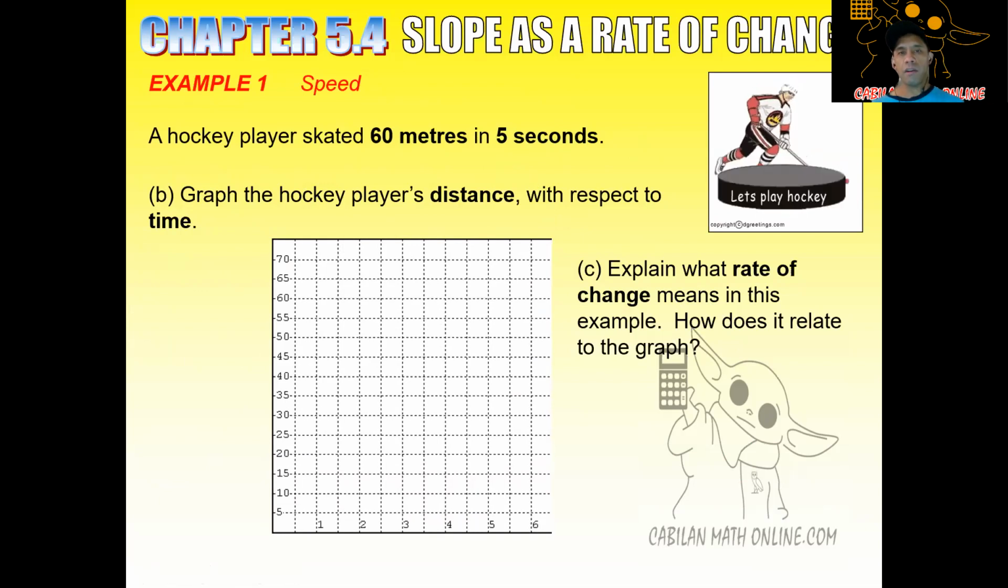So in this case over here, the independent variable, or the variable that's in control, will be the time. So that goes on the horizontal axis. That would make the distance in meters be on the vertical axis.